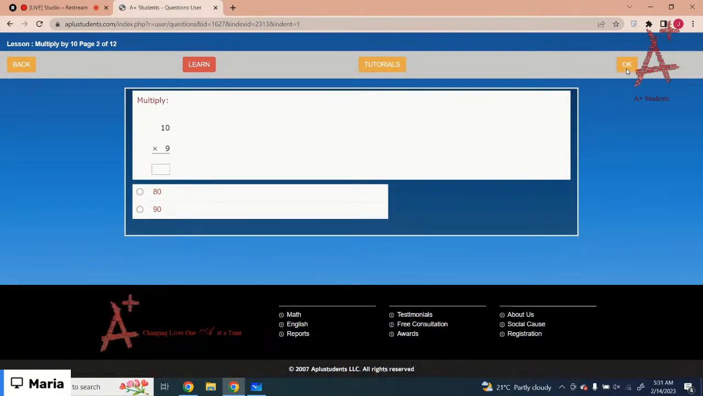The next one is 10 times 9. So 10 times 9 is, very good, 90. 9 times 1 is 9. You can add a 0. So 10 times 9 makes 90. Got it?